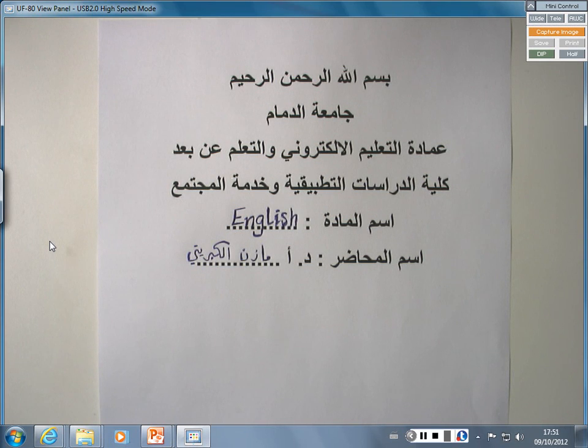Now we will continue with the introduction. We will continue to talk about the basics because they are very important before we start with the first unit of the book.